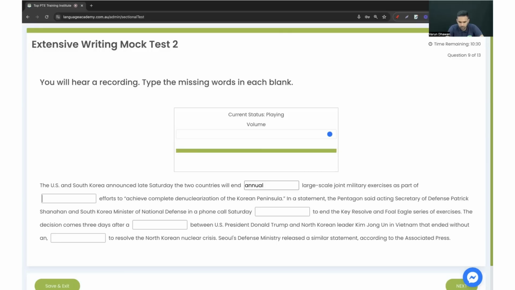Annual large-scale joint as a part of diplomatic. Saturday. Decided. Make sure you don't give any space after the word, right? After a summit, right? An agreement. Type quickly, proofread and move on. Annual spellings are correct, right? Annual, diplomatic, decided, summit, agreement. Okay, let's move on.